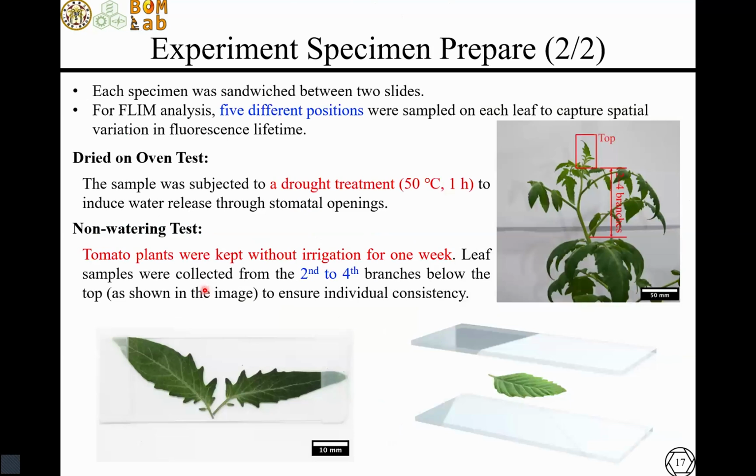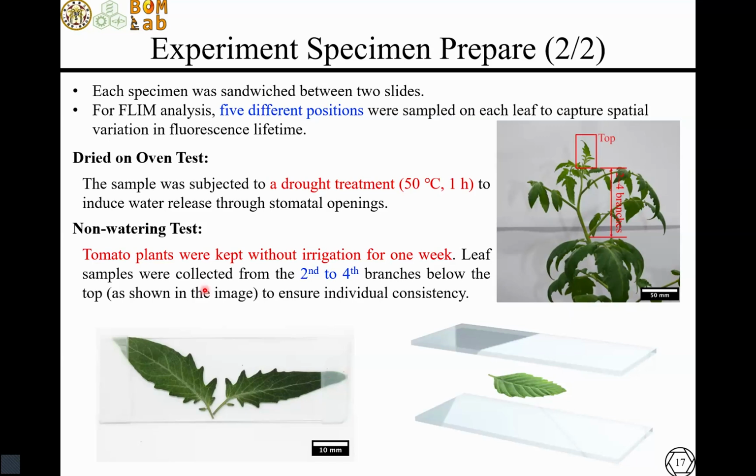And two major tests we are doing. For each specimen, we sandwich it between the two slides. And for lifetime measurement, we choose 5 different spots to do the FD-FLIM measurement. So two sets of experiments we are doing.